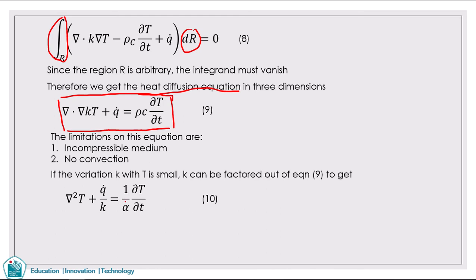And there's another variable here, alpha. Alpha is equal to heat conductivity over density times heat capacity. So alpha is called the thermal diffusivity. Okay, this alpha is the thermal diffusivity.